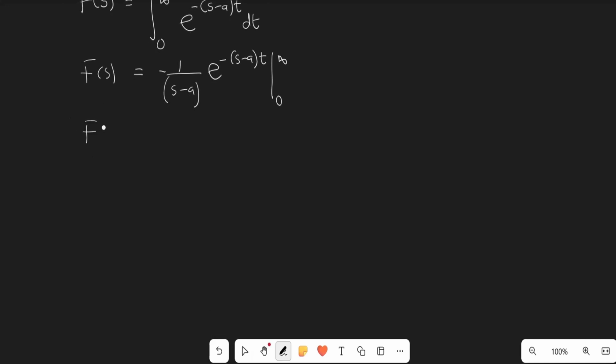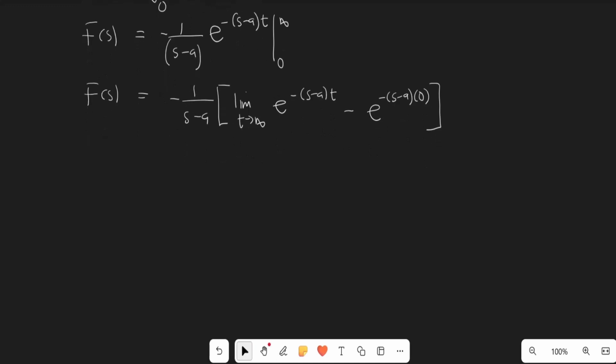Now let's take the limit, shall we? So F of s is going to be negative 1 all over s minus a, and now the limit. So we are going to take the limit as t approaches infinity of e raised to the power negative s minus a times t, and now the lower limit is going to be minus e raised to the power negative s minus a times 0. This is what we have after plugging in the limits. So F of s is equal to negative 1 over s minus a, right?